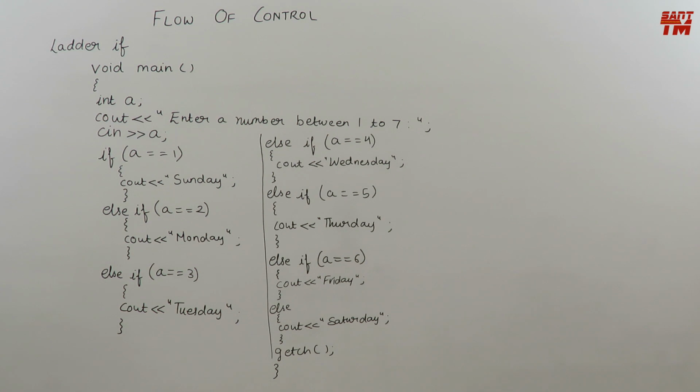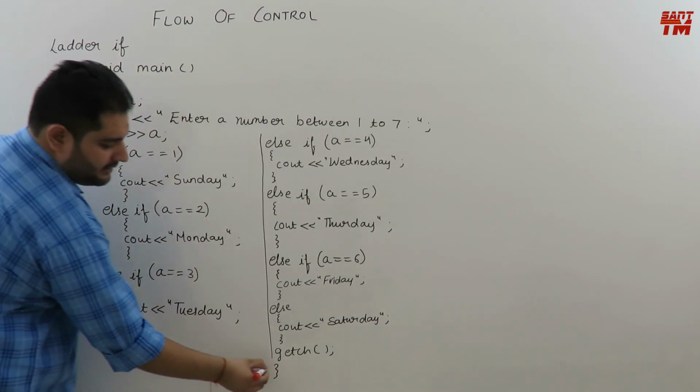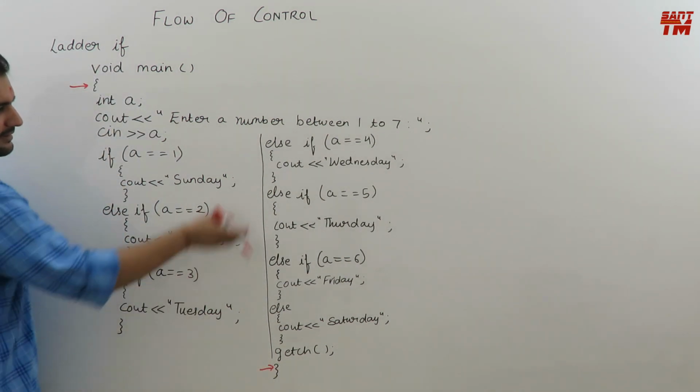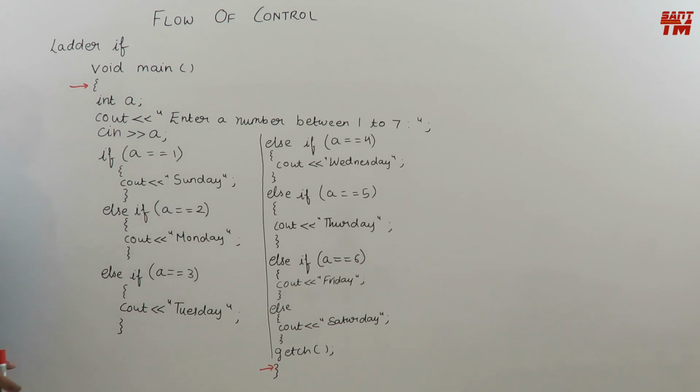Now see this C++ program. Through this program I have illustrated the concept of ladder if, that is, how multiple conditions can be checked within a single program. So the main function starts from here and it ends here. Due to the shortage of space, I have written the rest of the program here.